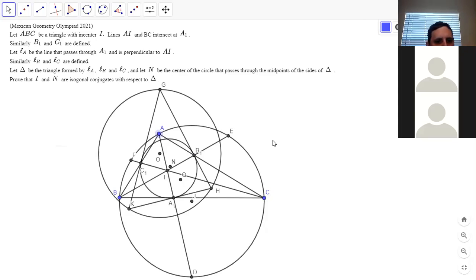Yeah, I feel like I need to know more about isogonal conjugates. I don't know if there are any other special properties they have. I know isogonal conjugates have the same pedal circle. They're also obviously isogonal with respect to the three angles, but I don't know if there's any other property that's useful.